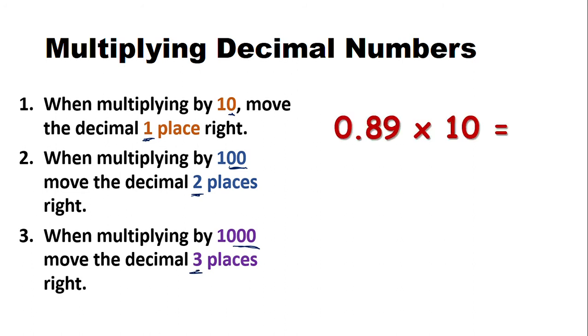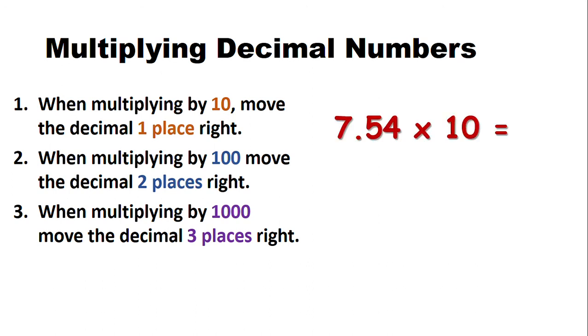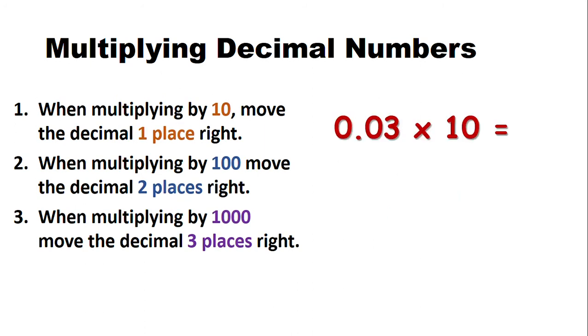Here's an example. If we had 0.89 times 10, I want you to think about in your mind, what should that equal? I'll give you a couple seconds to think about it. If we multiply that by 10, we're going to move that decimal 1 place to the right, and we will end up with 8.9. Now let's try a new example. 7.54 times 10. Thinking about our rule, what's this going to look like? Move that decimal once to the right, 75.4.